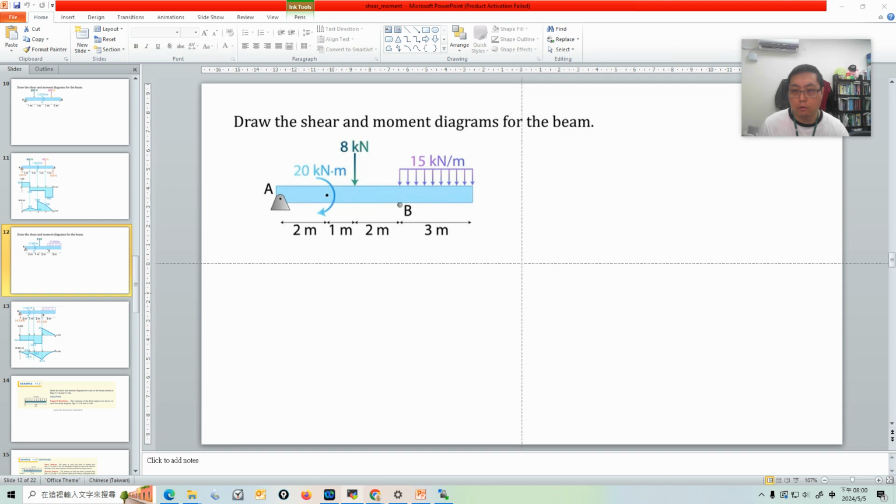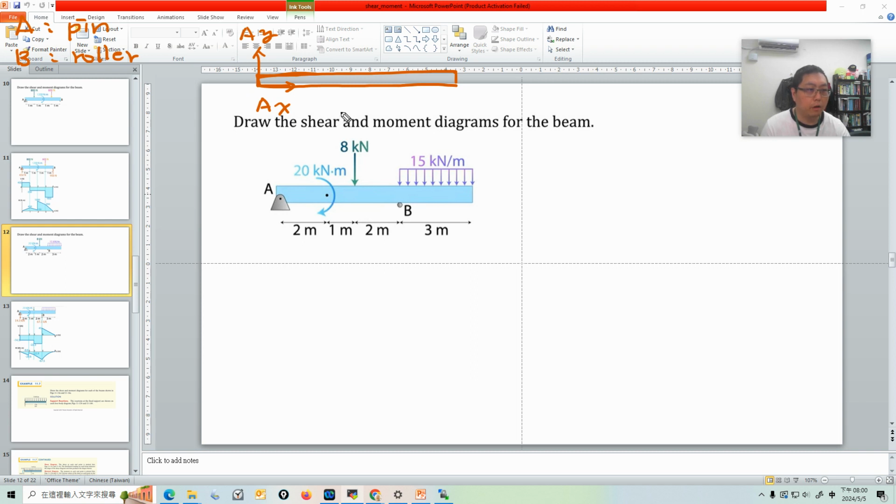So first of all, let us draw the free body diagram. A is a pin support, and B is a roller support. Okay, and then we draw the free body diagram of this beam. Let's say it looks like this. At point A, because it's a pin support, it has reaction force in the x direction and y direction. This is Ay, this is Ax.